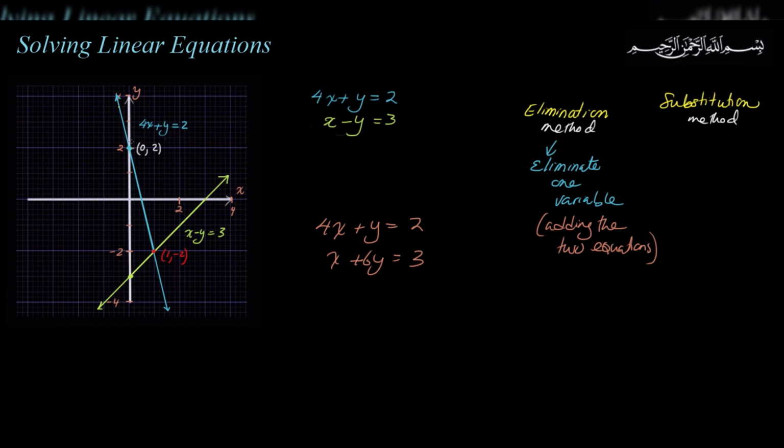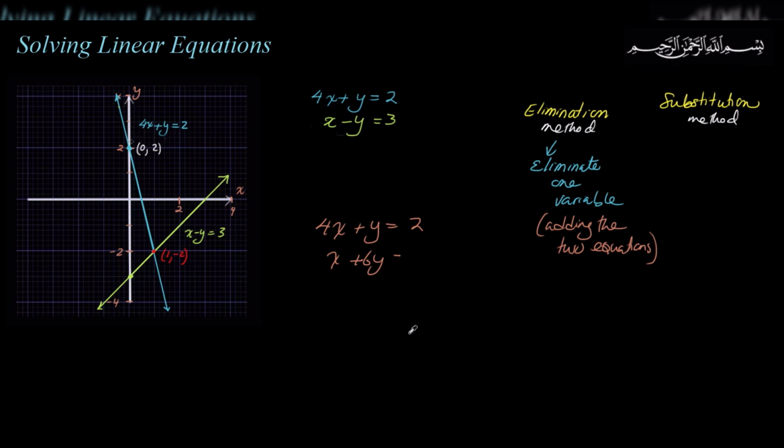Now, if you add these two equations, there's no way you're going to eliminate any variable over here, because if you add them, you get 5x plus 7y is equal to 5. Now, you didn't eliminate any variable. x and y are still both there. So the idea is to get rid of one of the variables.